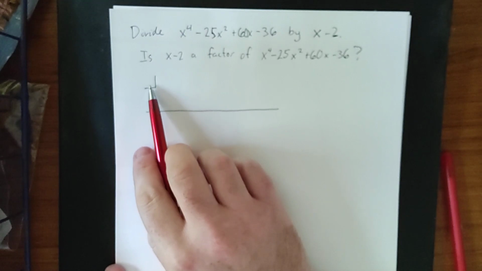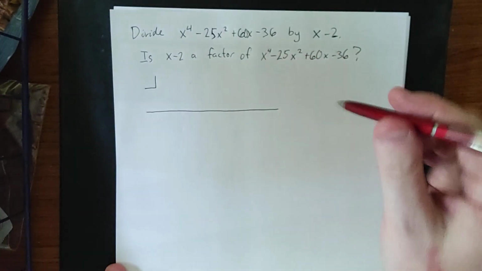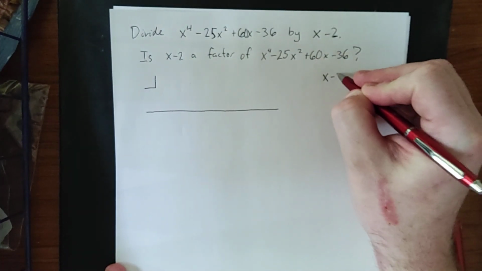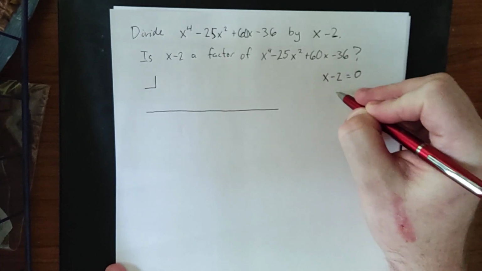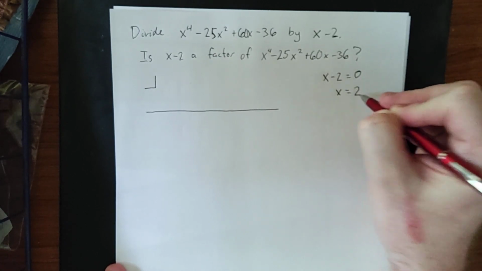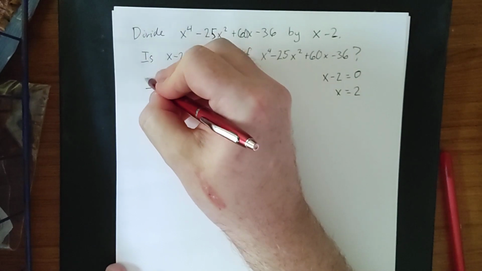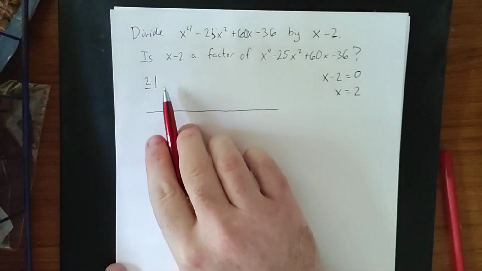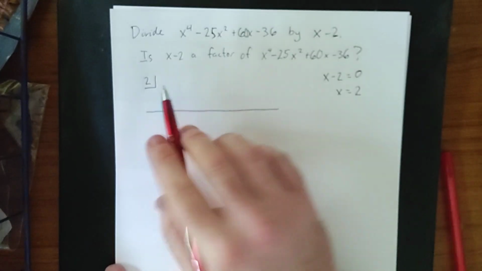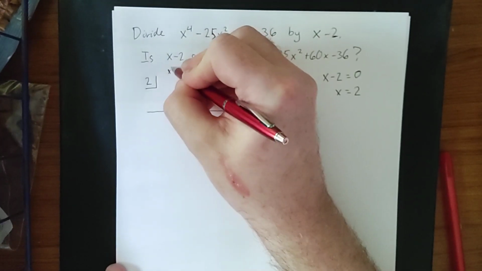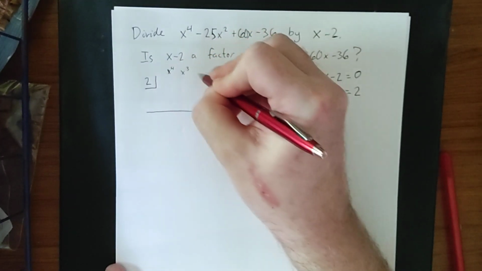In here goes the root of our divisor. Our divisor is x minus 2. For the root of the divisor, we set x minus 2 equal to 0, and we solve for x. X equals 2 will be the root of our divisor. Across the top, right next to the 2, we'll put the coefficients in descending order.